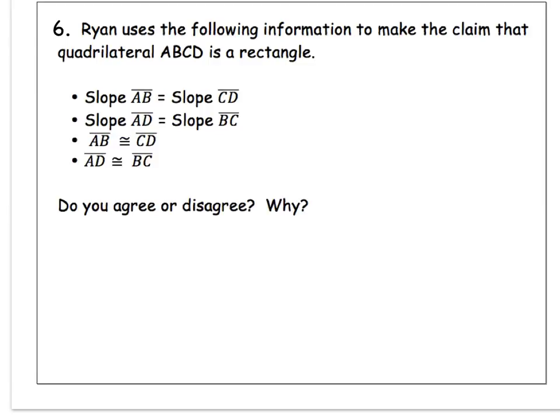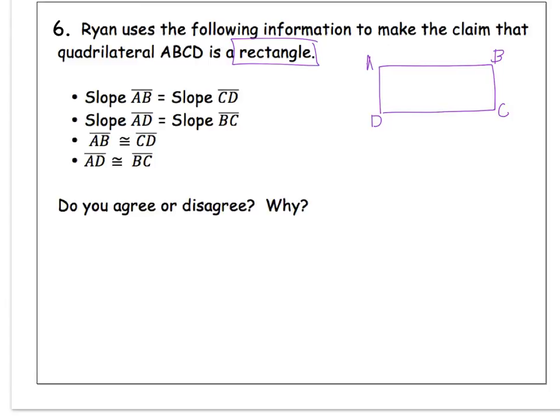All right, so for example 6, Ryan uses the following information to make the claim that quadrilateral ABCD is a rectangle. So remember, there's those characteristics of a rectangle that we need to have. So let's go ahead and look at the different information that they give us. And I'm going to go ahead and draw the figure because I'm very visual, so I need to see this. So A, B, C, and D. All right, he says it's a rectangle, so I drew it like a rectangle, but let's see what information we have.